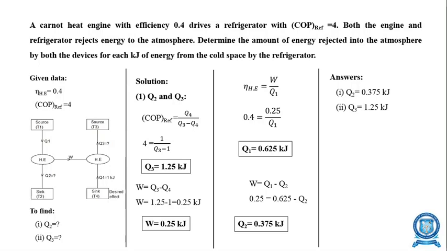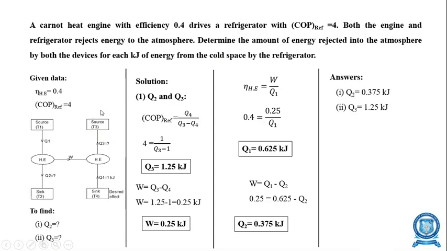That means 1 kilojoule, because here they have asked both the engine and refrigerator reject the energy to the atmosphere. Determine the amount of energy rejected into the atmosphere by both the devices for each kilojoule. You have to look at this line: rejected into the atmosphere by both the devices for each kilojoule. Each kilojoule means 1 kilojoule. Indirectly this data has given 1 kilojoule of energy from the cold space by the refrigerator. Here this T4 is a cold space.